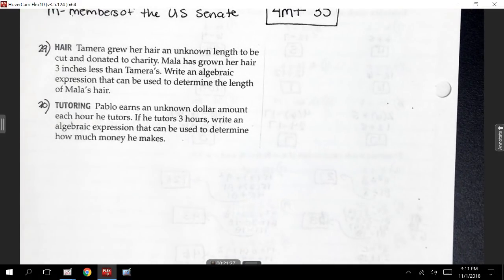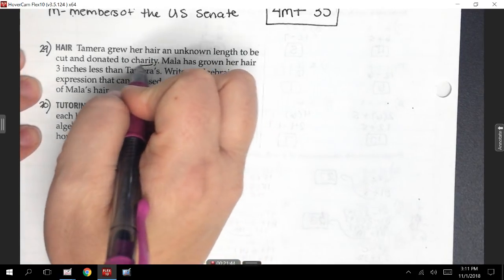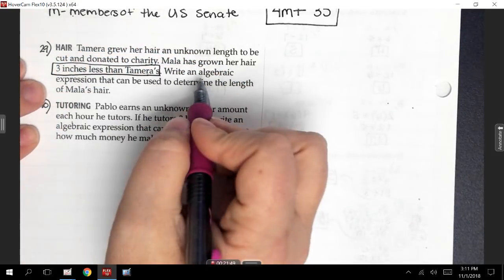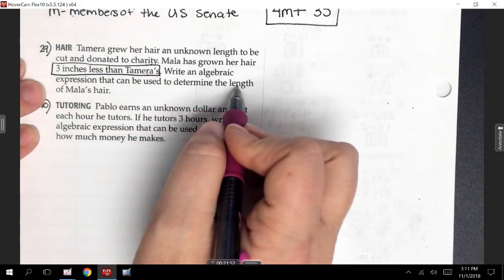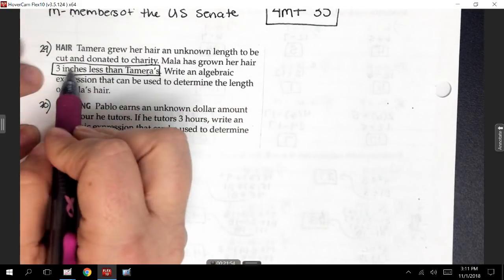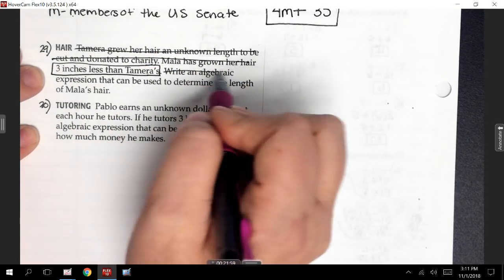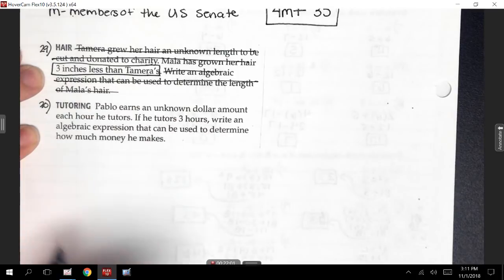Again, it's long, so I'm going to see if there's anything I can eliminate. Tamara grew her hair to an unknown length, probably might be something about a variable, to be cut and donated to charity. Mala has grown her hair 3 inches less than Tamara's. So guys, that right there, that sounds like math to me. 3 inches less than Tamara's. Write an algebraic expression to determine the length of Mala's hair. So again, guys, there's my math. All of this other stuff really wasn't necessary.